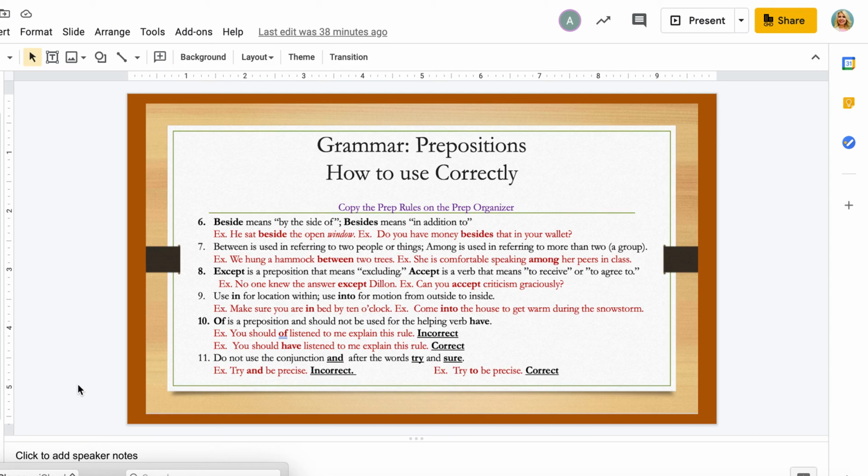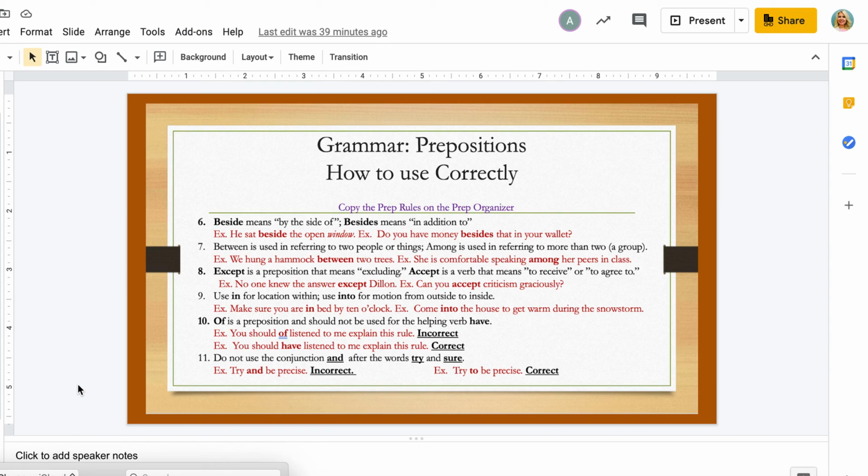If I were talking to several of you, I would say, among all of my students, I hope you will be tremendously successful. So among more than two, between only two. Okay, another word is accept and except.